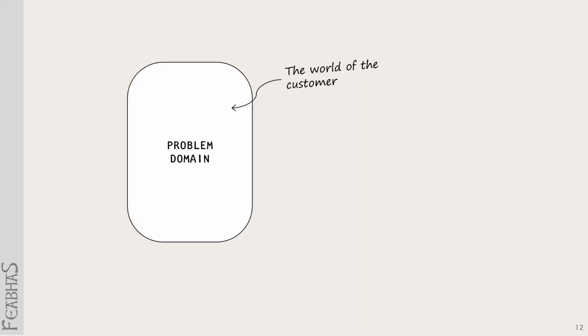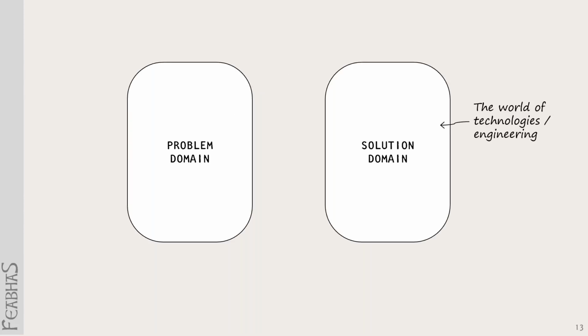The problem domain describes the world of the customer. This is the information, this is the business rules, this is the logic of our customer, the world that they live in and how it operates. This is how they perceive the world. Opposite that, we have the solution domain. That is the world of technologies, of engineering. This is the world that engineers typically inhabit. And I've shown these two worlds completely separate at the moment.